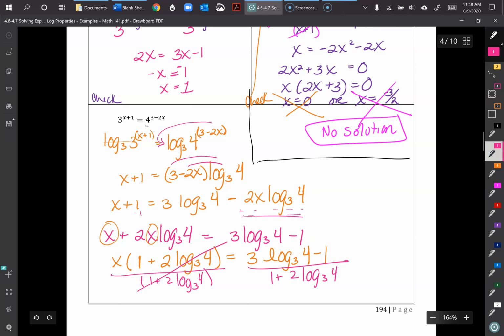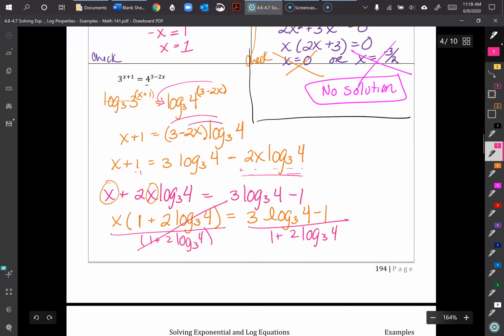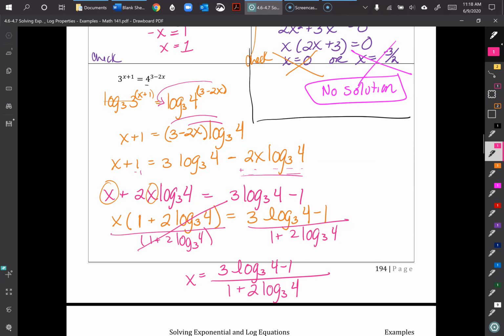And so my answer is going to be x equals 3 log base 3 of 4 minus 1, all divided by 1 plus 2 log base 3 of 4. Now sometimes on the key I put it as just a generic base. Depending which route you went, it depends on how your answer comes out. But you can figure it out if you wanted to use the change of base formula.